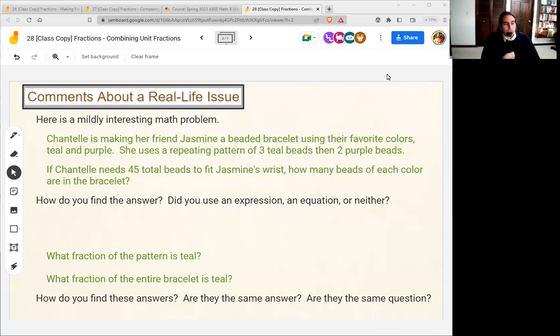Their favorite colors are teal and purple. And she's using a repeating pattern of 3 teal beads and then 2 purple beads. If she needs 45 little beads to fit around Jasmine's wrist, how many beads of each color will be in the bracelet? How do you find your answer?